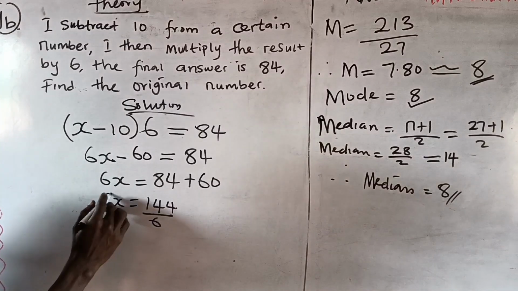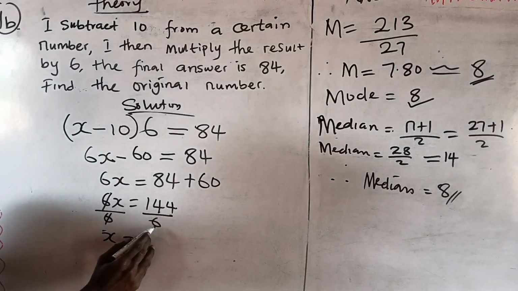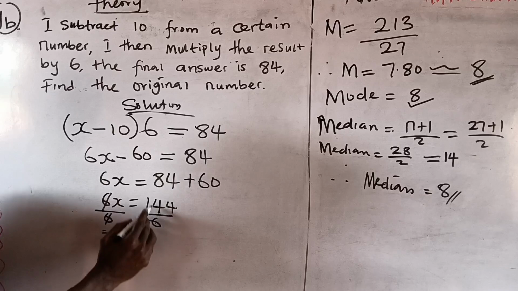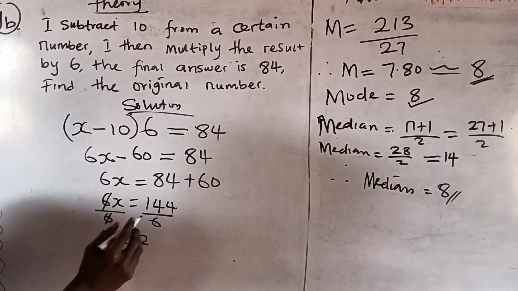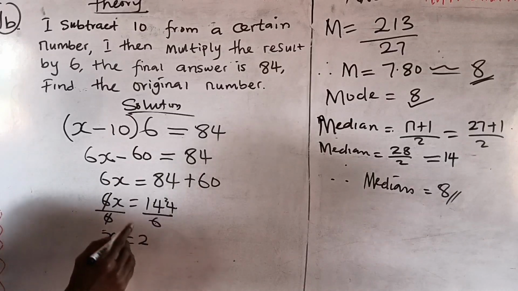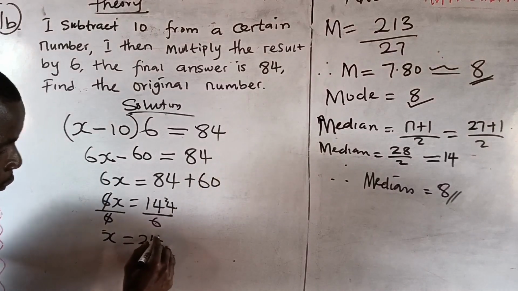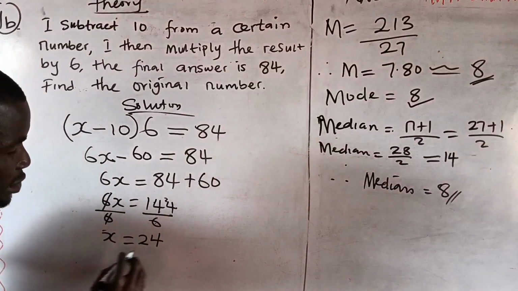So our 6 cancels 6. Now we have x equals to 144 divided by 6. That is, how many 6 can I see in 14? I will see 2, right? Remember 2. How many 6 can I see in 24? I will see 4. So right now my answer is 24.